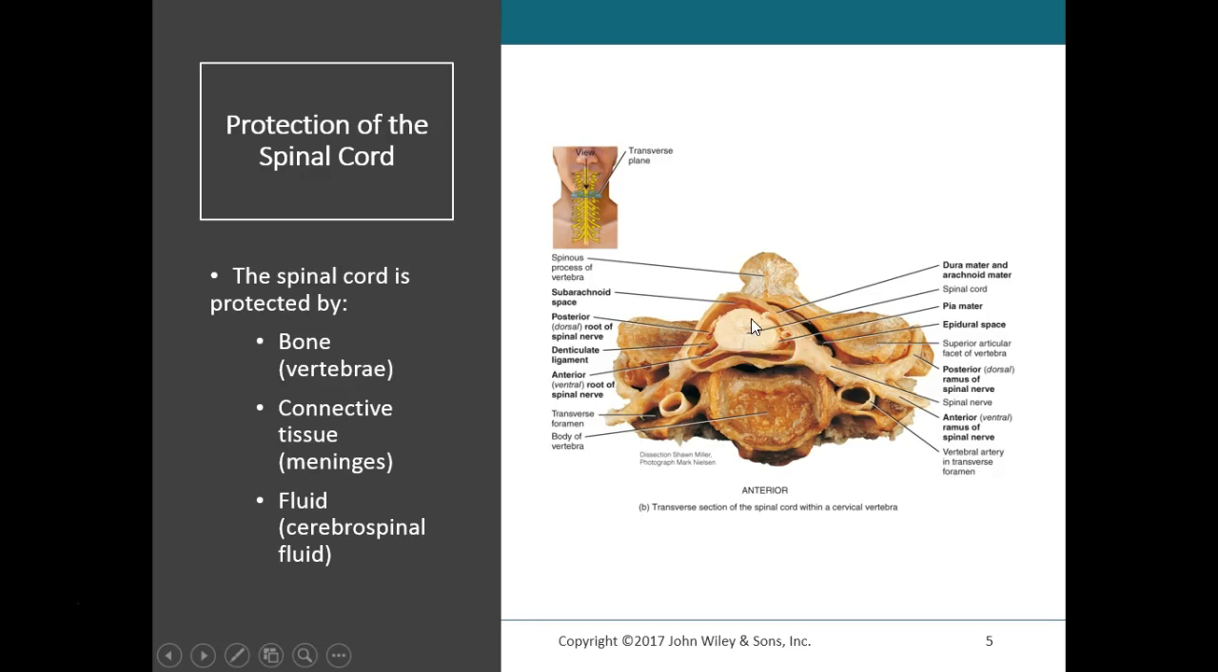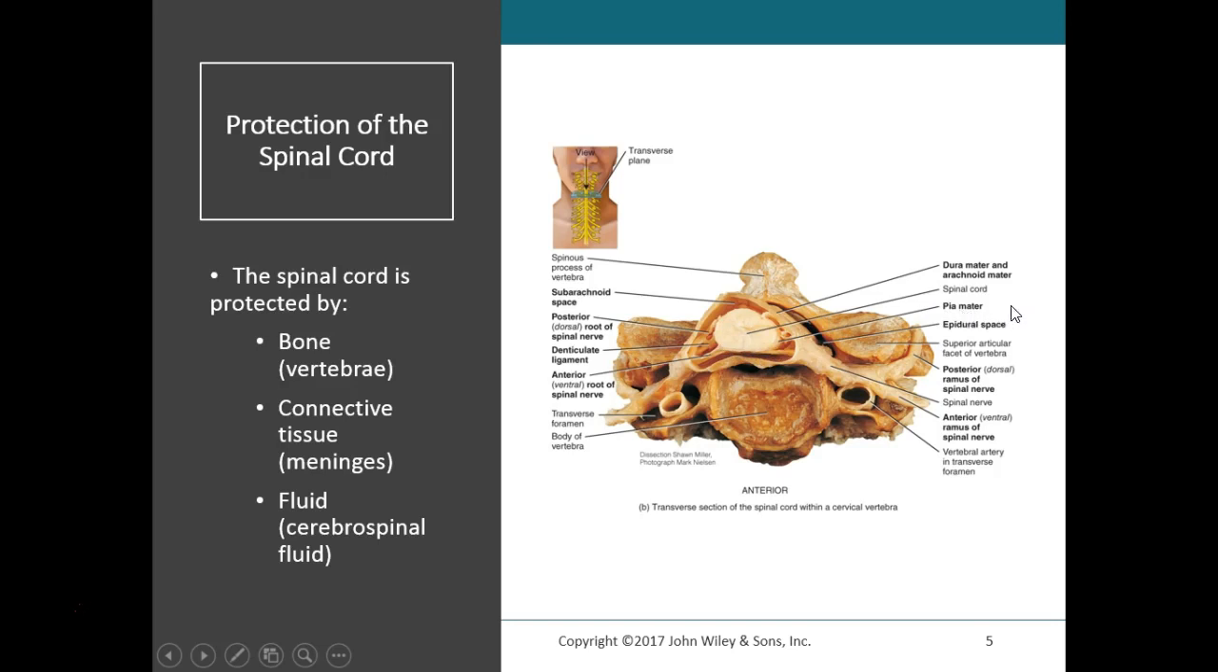Okay, so here you've got the spinal cord. Here you've got the subarachnoid space, subarachnoid below the arachnoid mater. Remember, your arachnoid mater is going to be attached here to your dura mater. And then we have lining the spinal cord itself a very delicate layer known as the pia mater.